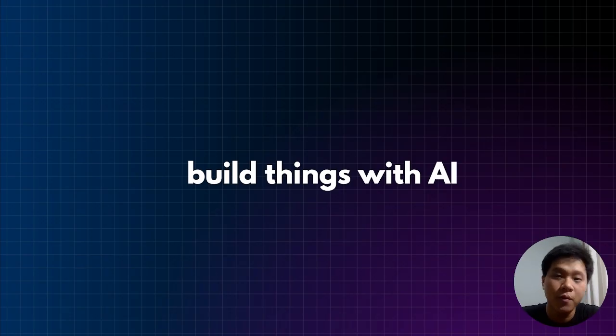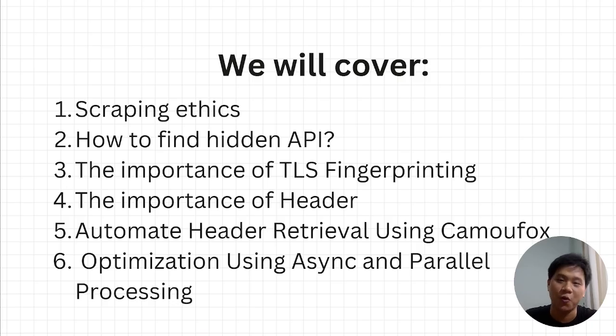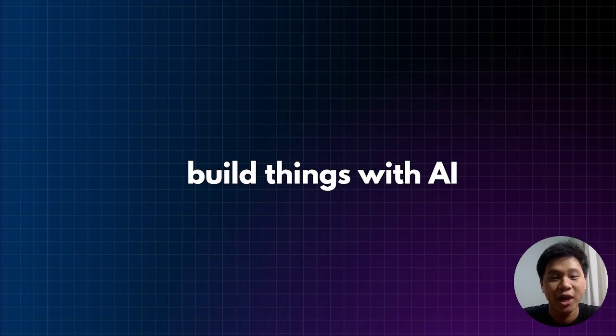In one of my recent posts, I talk a lot about data, because no matter how powerful our AI system is, if we don't have the data, it's like driving a car with no fuel. So by the end of this video, we will cover scraping ethics, how to find a hidden API, the importance of TLS fingerprinting and header, automating header retrieval using Camoufox, and last but not least, optimization using async and parallel processing. So let's say right now we are working on a project and you need a lot of data.